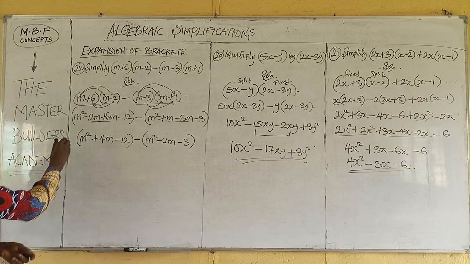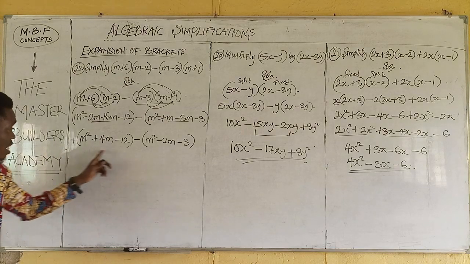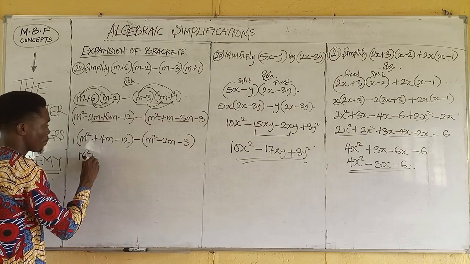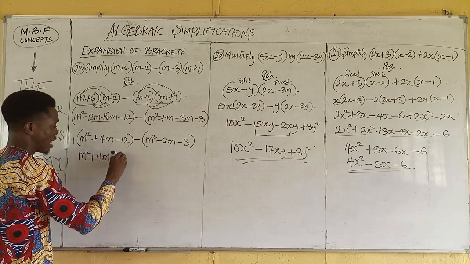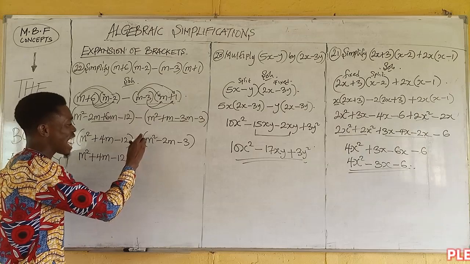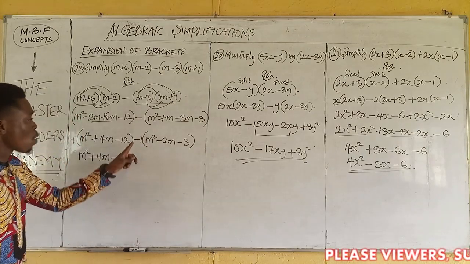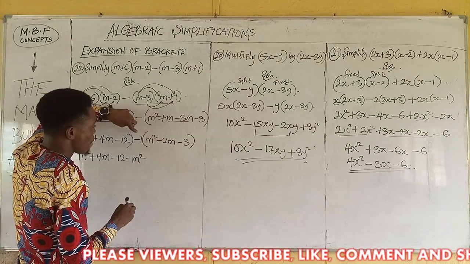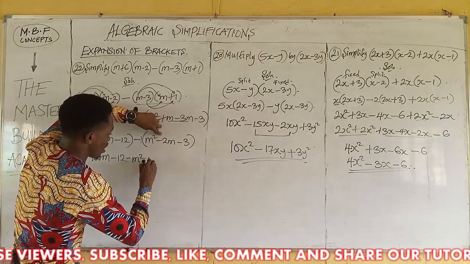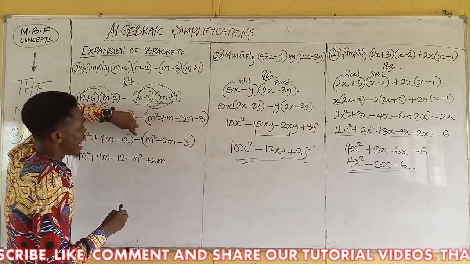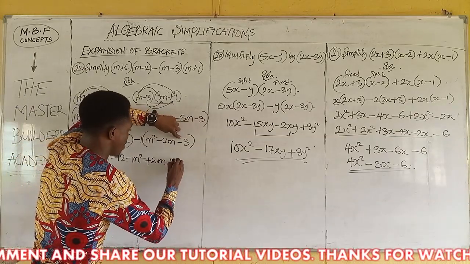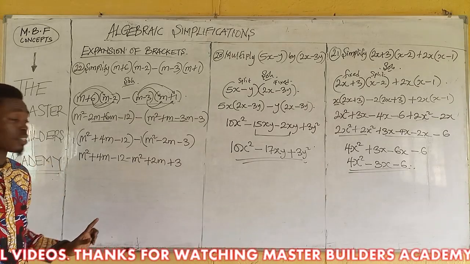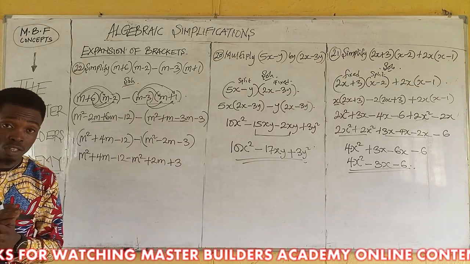Then the next thing we are going to do now is to remove this bracket. Yes, to remove the bracket here, for this one we have 1. So 1 times everything inside this bracket will still give us the same thing, m squared plus 4m minus 12. Now for this other one, I have minus 1 here. So minus 1 times m squared, we are going to have minus m squared. Minus 1 times minus 2m, we are going to have plus 2m. And minus 1 times minus 3, we are going to have plus 3. Don't forget that minus times minus is plus. Or minus multiplied by minus is plus.